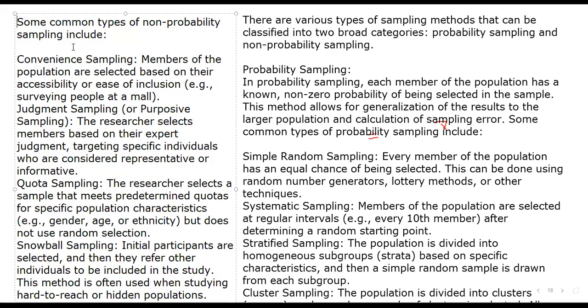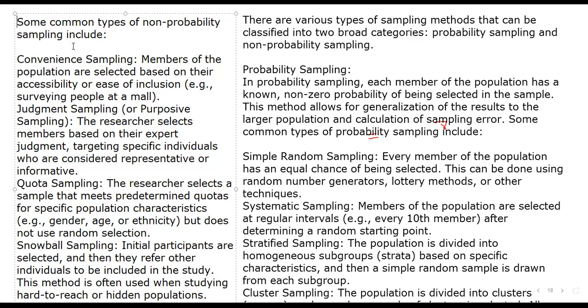We have convenience sampling, where the sample is based on accessibility. For instance, you're doing a case of Unilath. We also have the purposive sampling method, where the researcher selects a member based on their expert judgment. It's also called judgment sampling. We're targeting specific individuals whom you have considered to be representative and informative. For instance, the impact of COVID on breathing: you only ask those who have experienced COVID.